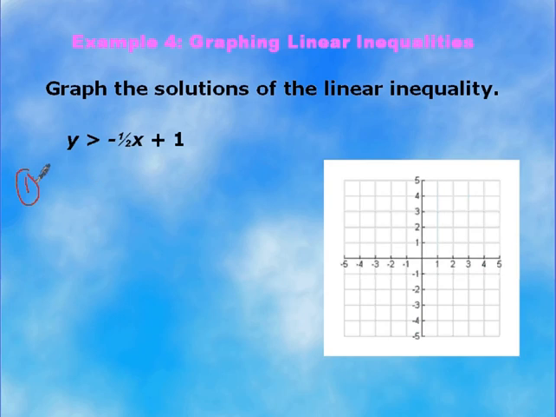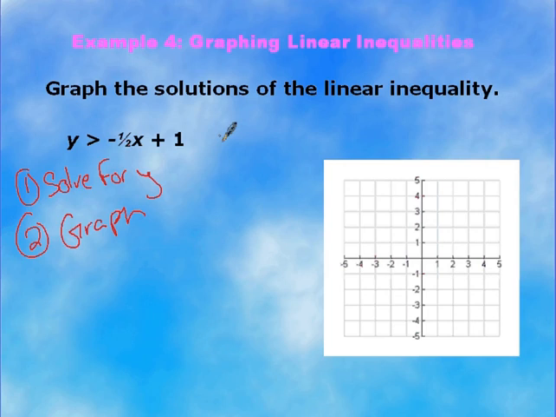Step 1, we would solve for y. But that's already been done for us. It already has y on one side of the inequality and everything else on the other side. So we're done there. 2, graph. Okay, so now we're going to graph this little line right here. So first we look at the y-intercept. It's at +1, so we go to 1 on the y-axis and we put a dot.